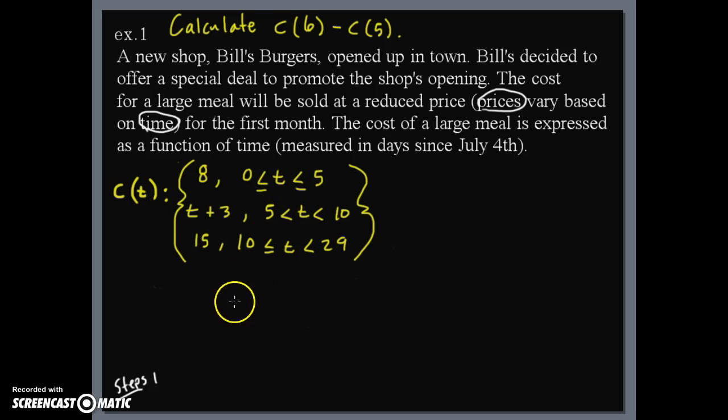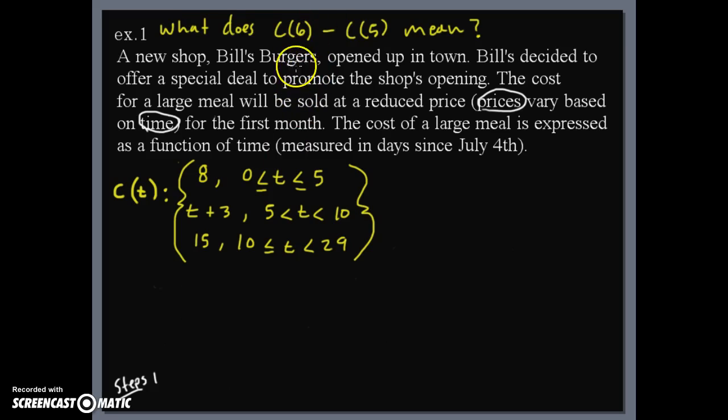Now you might see another question that says calculate C of 6 minus C of 5. Well, we know how to do that, so let's go quickly and calculate what C of 6 is. We're going to plug in 6. 6 fits into the middle one. 6 plus 3 is 9, so we know that C of 6 is 9, and we're subtracting that by C of 5, which plugs into the top one because it's an equal to, which is 8, which is just 1. Calculating, very, very easy.